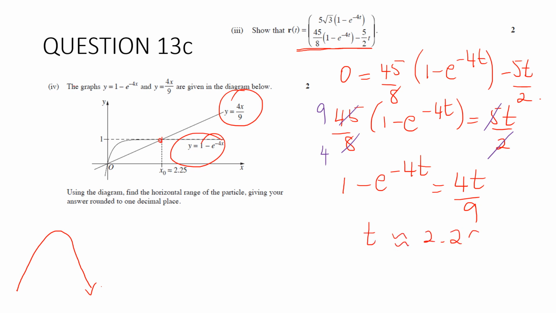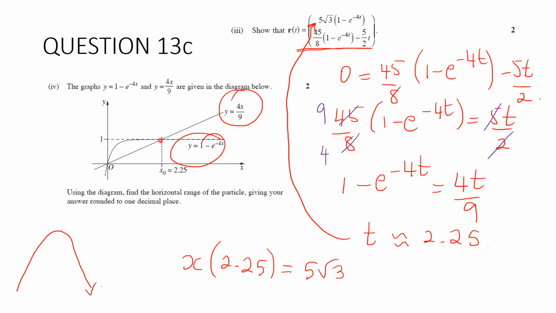Now substituting that into our equation for the horizontal distance, so x, it's actually, let's do x. X of 2.25 is going to be equal to 5 root 3, 1 minus e to the negative 4 times 2.25. And if you put that in your calculator, you get 8.7 meters.